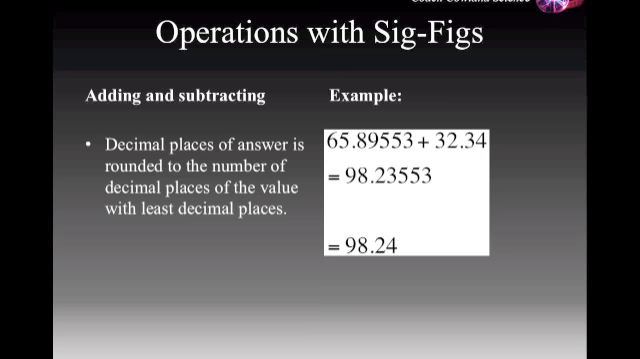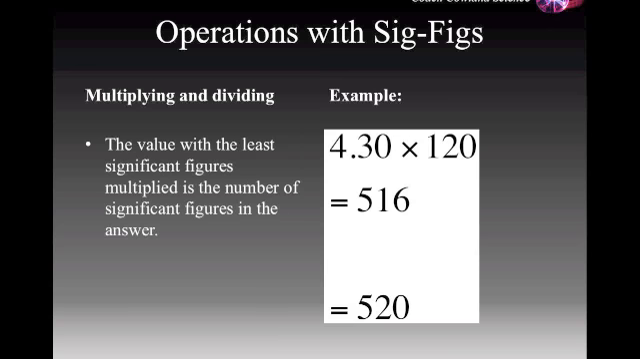You truncate your answer. For multiplying and dividing, it's not the number of decimal places, but it's the number of significant figures. The number of significant figures always goes to the lower. So the first value has 3 significant figures, the second one has 2 significant figures. Multiplied together they give 516, but then we truncate the answer to 2 significant figures to give 520.